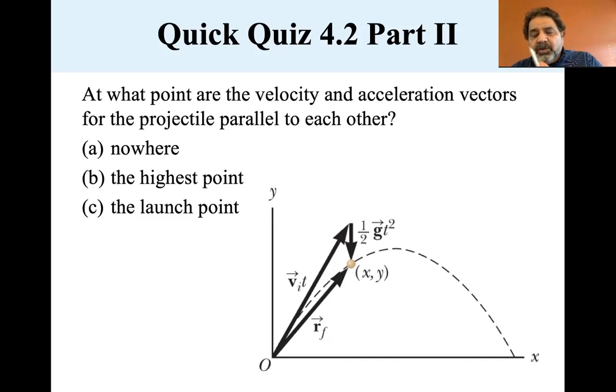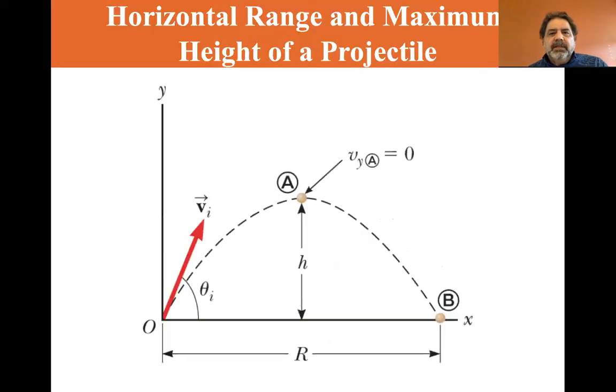But if you're talking about total velocity, which is the addition of the vertical and horizontal velocity, they're never parallel, because you never have a zero horizontal velocity. So the answer is nowhere. At no point are the two parallel to each other. Okay, let's continue on.